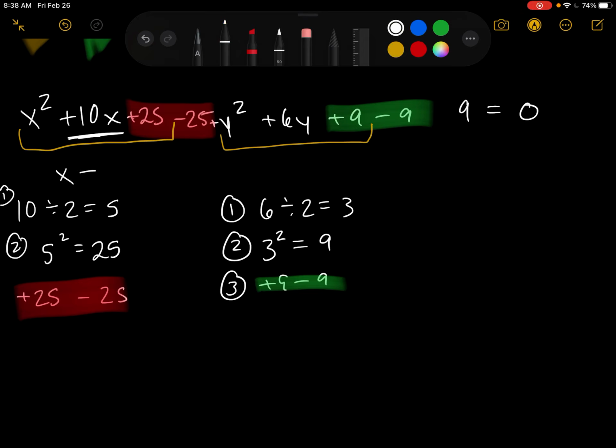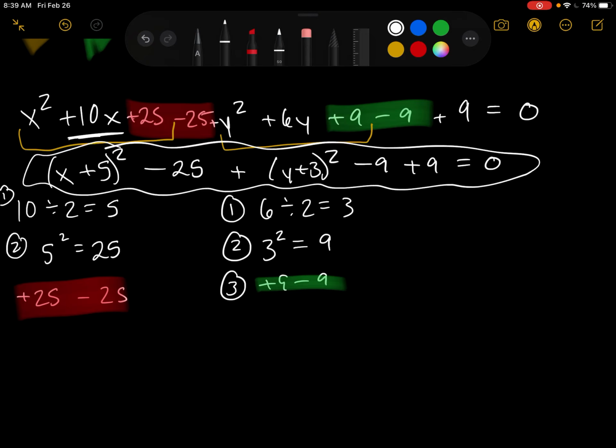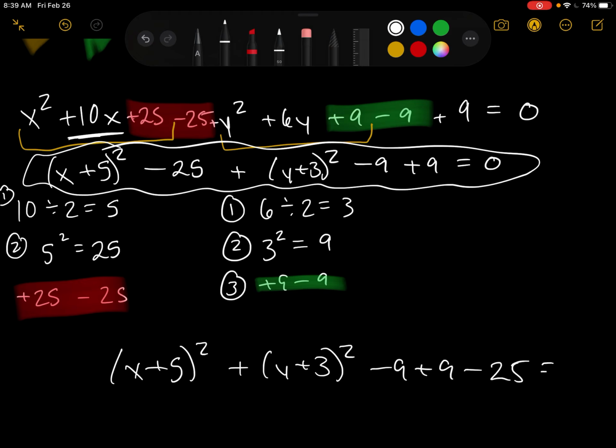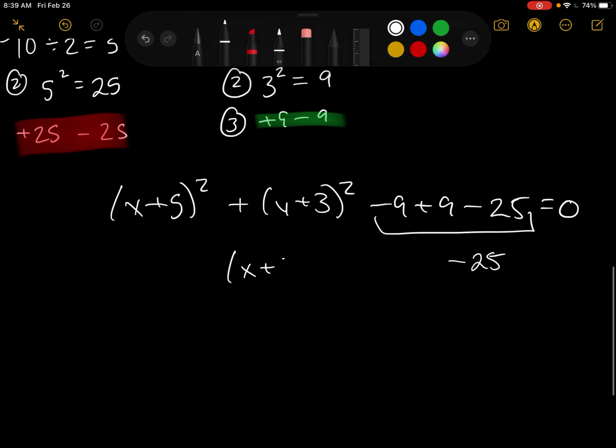Okay, so last step here. We can put both of these into boxes and factor them. It's going to be the same situation as before. That's going to be x plus 5 times x plus 5. This is going to be y plus 3 times y plus 3. We still have the minus 25. We still have the minus 9. And actually here we have that plus 9 as well. And all of this equals 0. So this is the equation that we got by completing the square and factoring for both of these terms. So minus 9 plus 9 minus 25 equals 0. And then we can add all these together, and that's just going to get us minus 25.